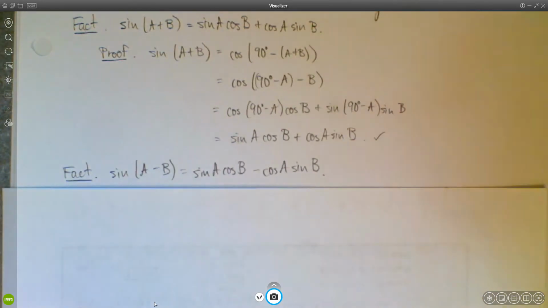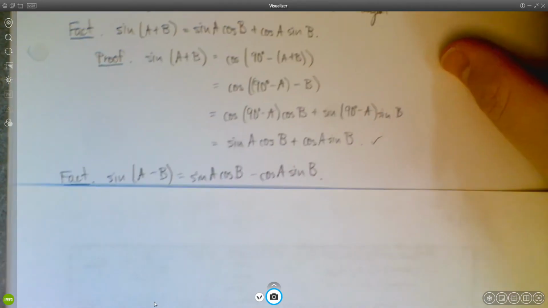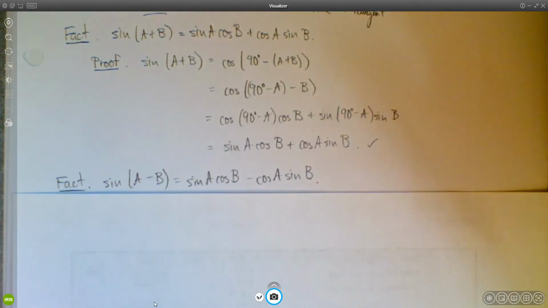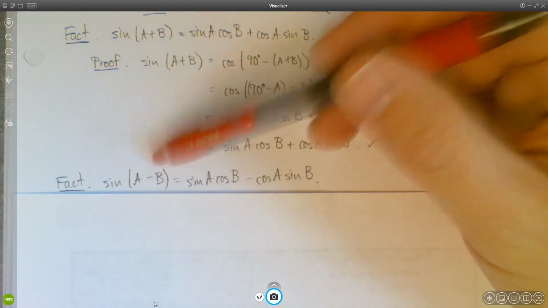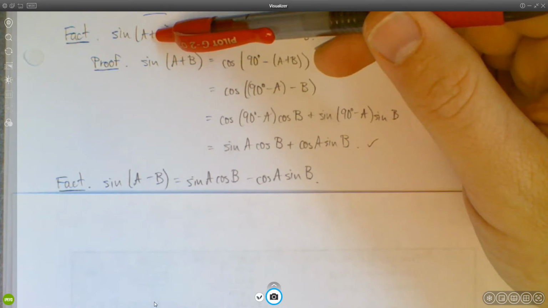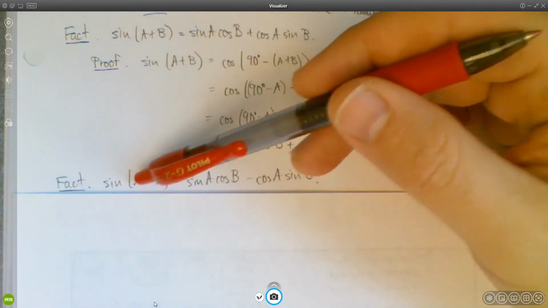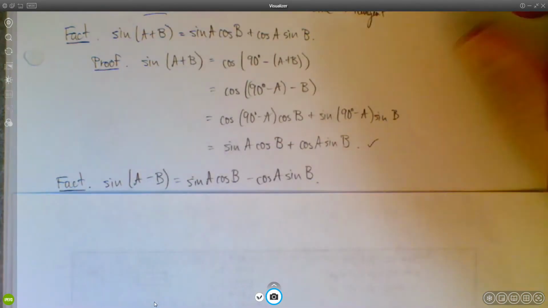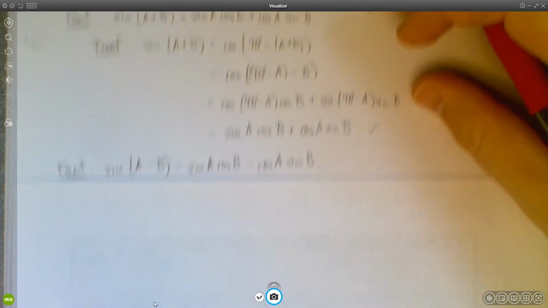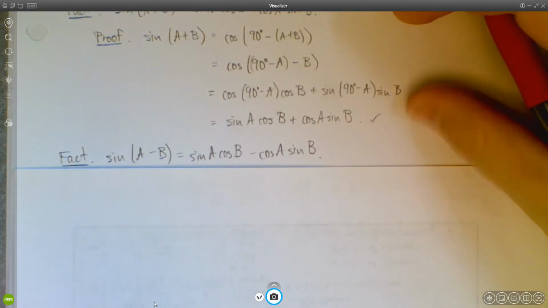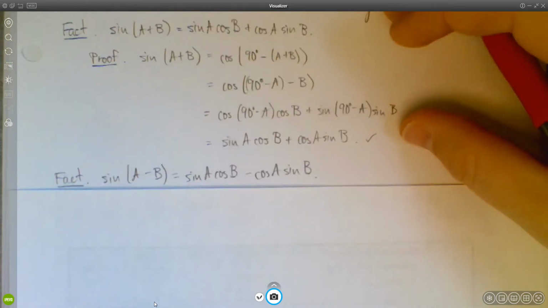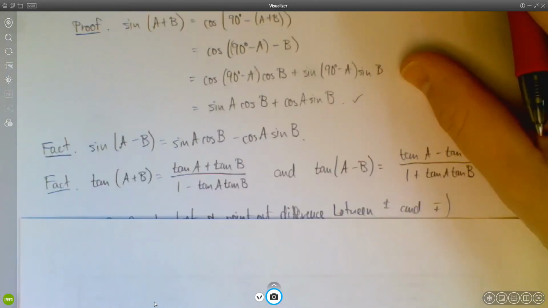You could go through a similar line of reasoning to show that sine of a minus b is sine a cosine b minus cosine a sine b. And actually, what you could do is use this fact and just call this a plus negative b, and that would be another way to prove it. So I'm not going to go through the proof of that one. It's pretty easy to prove once you have this other fact in hand.